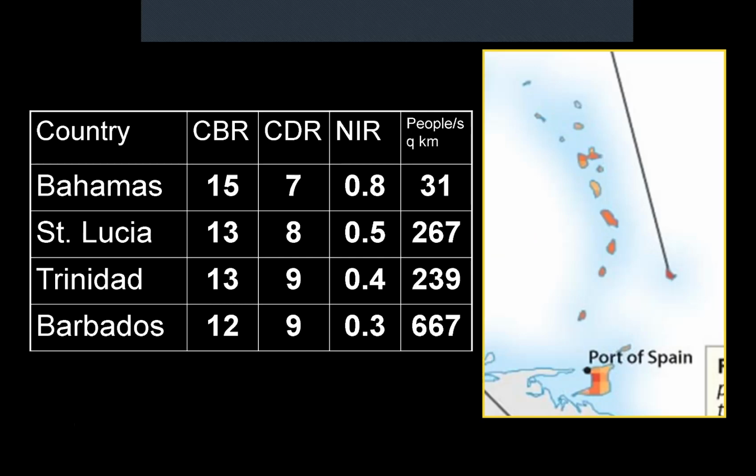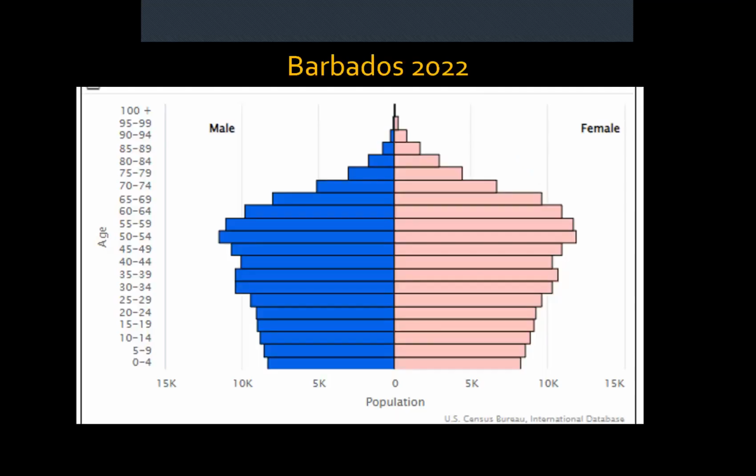Now, going to some other places in the Caribbean that have low growth, a place like the Bahamas has a low population density because they have so many islands. But St. Lucia and Trinidad have high densities but low growth. And then you look at Barbados with very low growth, but look at the population density. Like I said, it's 667 people per square kilometer. In the US, it's only 37. So Barbados is one of the, in the Caribbean, has the highest population densities. So here's Barbados. You can see they're getting close to negative growth. Once you see that inverted pyramid, it means that they're not having enough children to replace themselves.